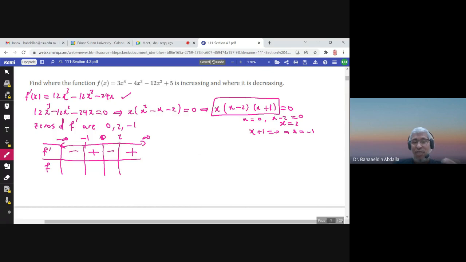So since 2 is a zero of multiplicity 1, and we checked that it is positive to the right of 2, then f prime has to be negative to the left of 2. And now 0 is a zero of multiplicity 1, to the right of 0 negative, so to the left of 0 has to be positive. Negative 1 is a zero of multiplicity 2, positive to the right, so positive should be to the left. And you know that from the difference between x and x squared.